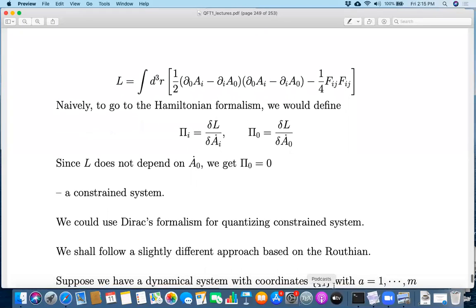Okay, so this Routhian is a concept from classical mechanics. It's the generalization of Lagrangian and Hamiltonian. You might have already encountered this when studying classical mechanics, but if not, I'll try to briefly outline what the Routhian is about. It's basically something in between the Hamiltonian and the Lagrangian.